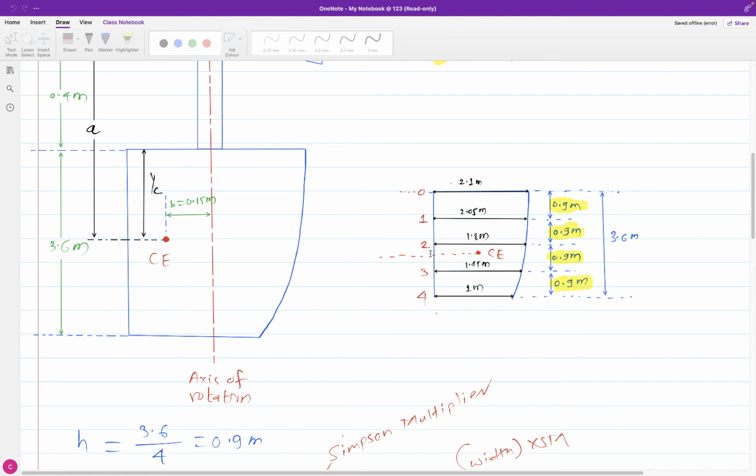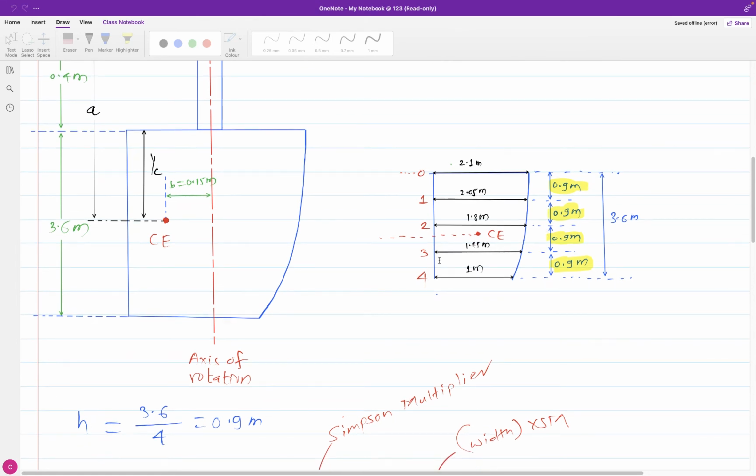Then the distance between 0 and 2. How much? 1.8, that is 2 times 0.9. Understood. Distance between 0 and 3. How much? 3 times 0.9. And distance between 0 and 4. How much? 4 times 0.9.